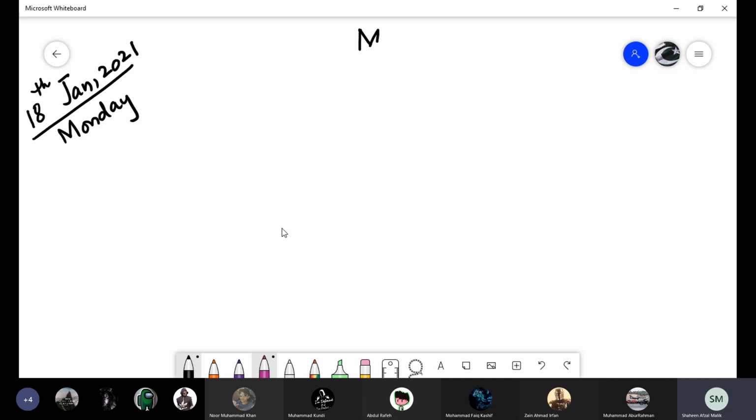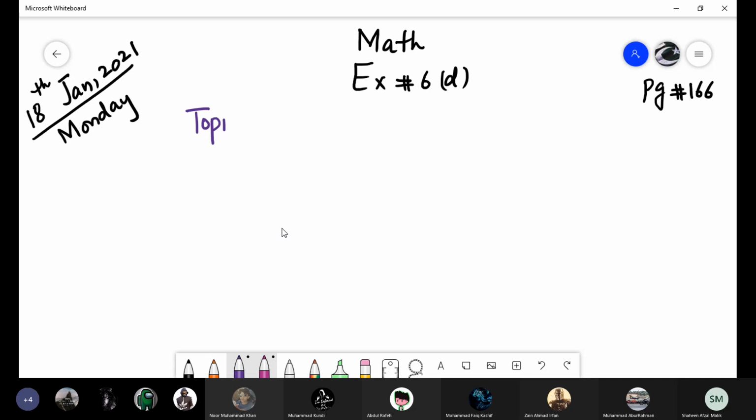This is your math class, and we are solving exercise number 6D at your book page number 166. And what's the topic for this exercise? Parallel and perpendicular lines. Very good. The topic is parallel and perpendicular lines.